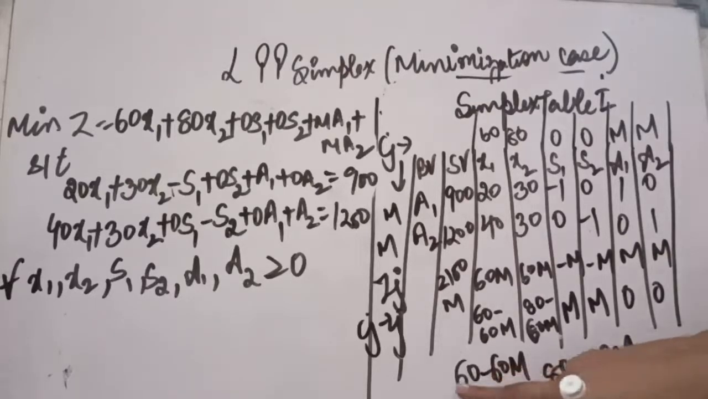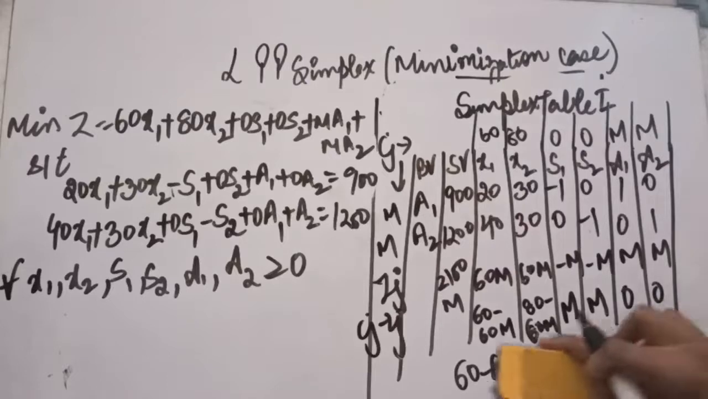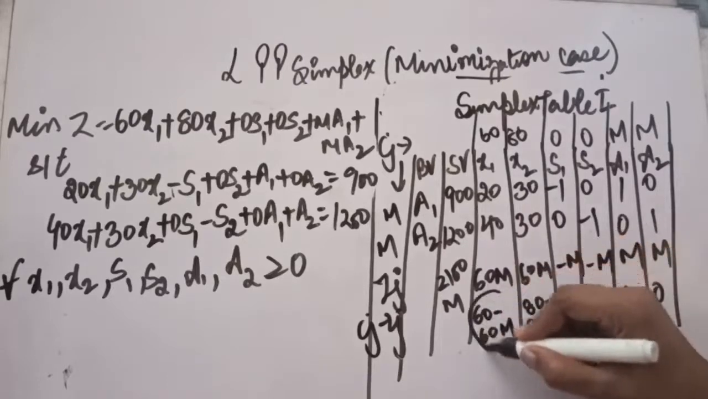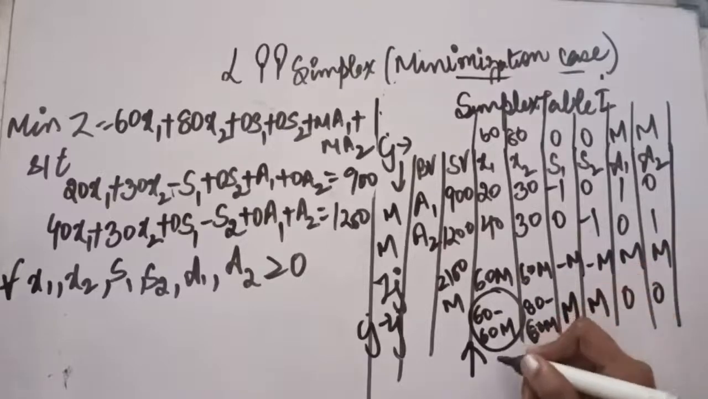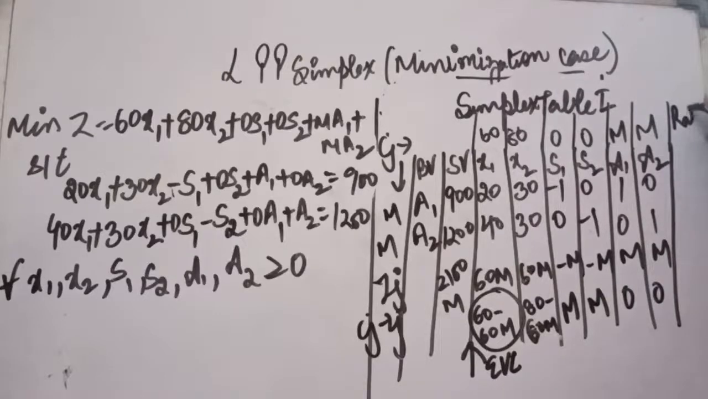So we have to see the further values, 60 and 80. Now 60 is the lesser value. This is the case of minimization, so we have to choose the value with the minimum number. So this will become the entering variable column, and one arrow will go inside. Once you choose the entering variable column, we calculate the minimum ratio column here now.